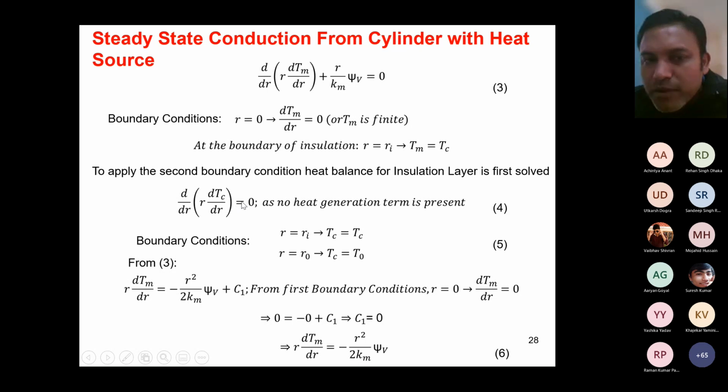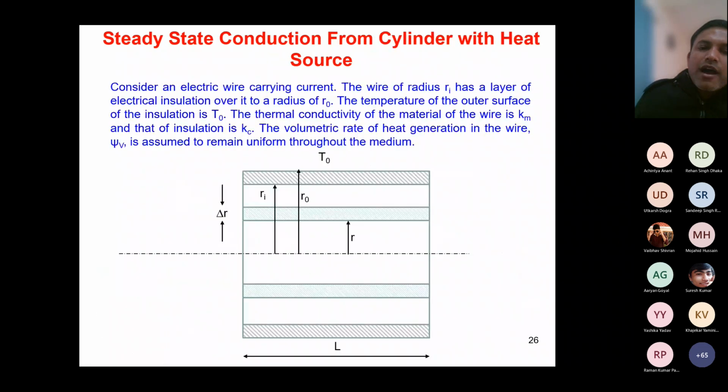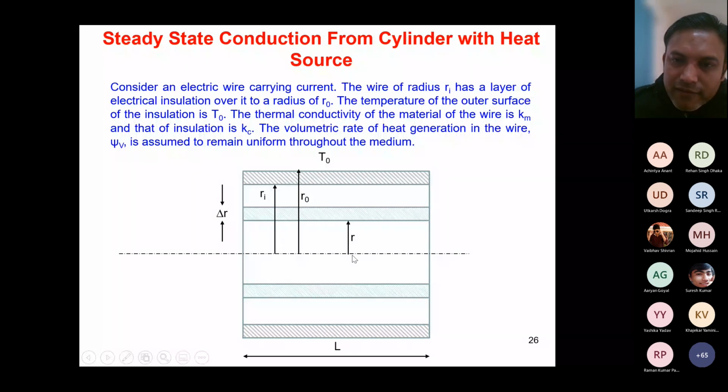Yes, some question was there in between. Sir, can you please explain the boundary condition at r equals 0? See, at r equals 0, we are assuming that dTm by dr equals 0. Here we are assuming that this temperature Tm is finite, that the temperature Tm is not changing at the center. Remember, if you move along the radial direction from r equals 0 outward, you can see that the temperature is changing. But at the center, temperature is not changing. That's what we are assuming. Is it clear?